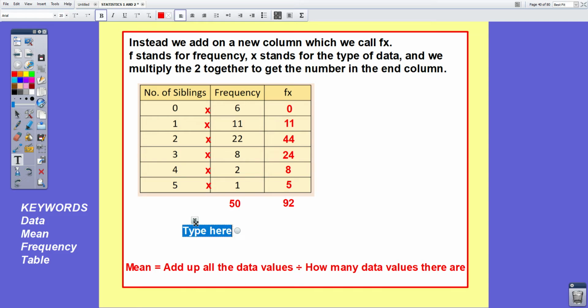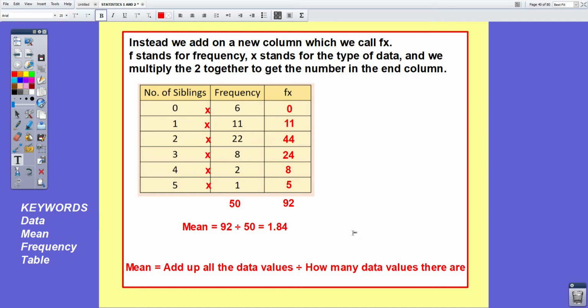So our mean for this frequency table is 92, which is the total number of siblings, divided by 50, which is the total number of data values that were collected, and that comes to 1.84. That is the mean for this set of data.